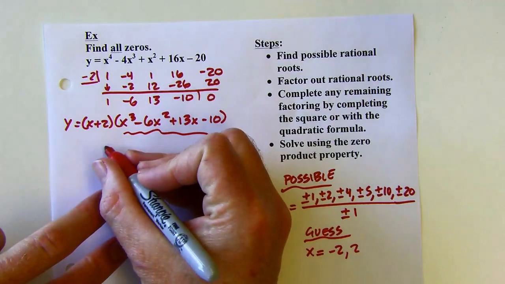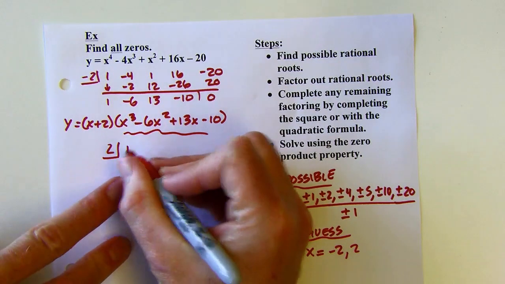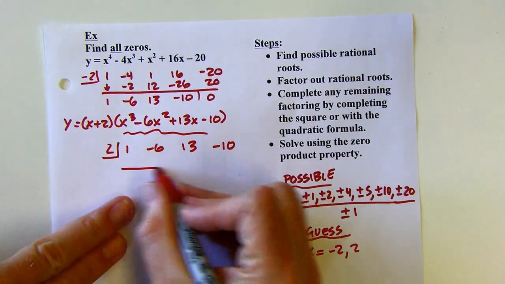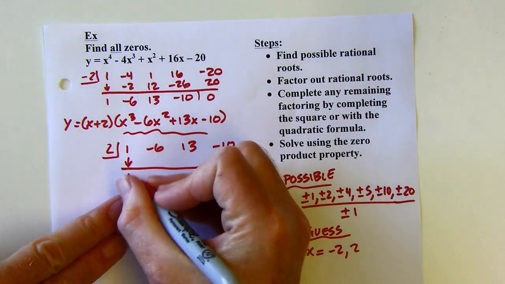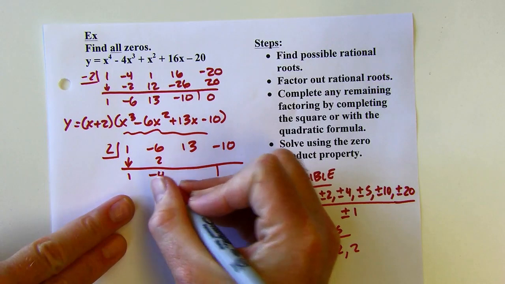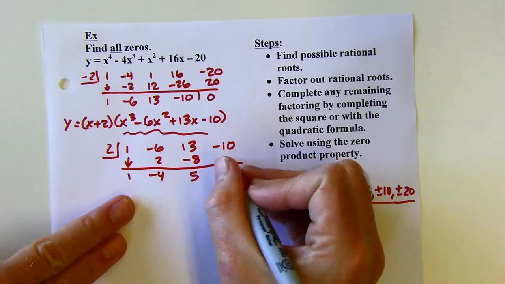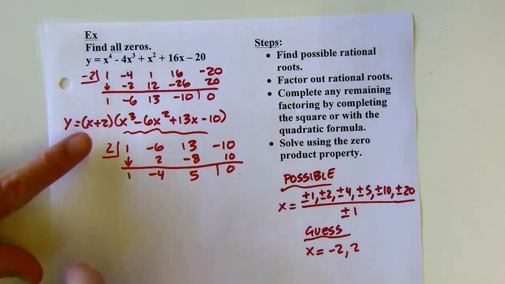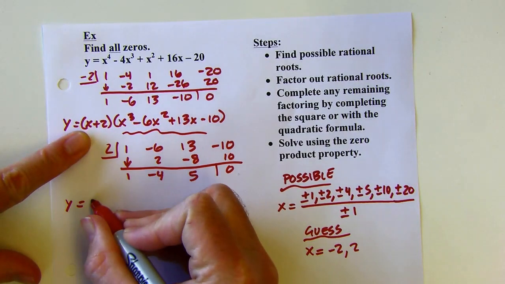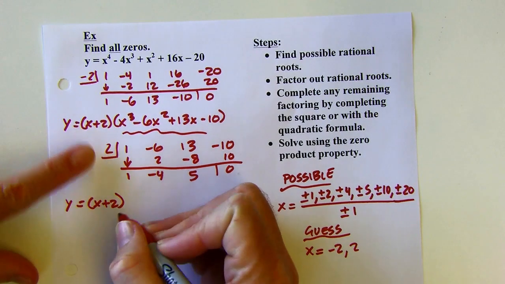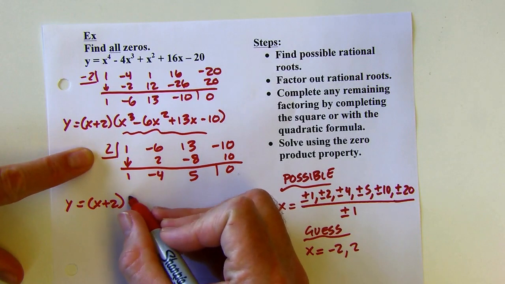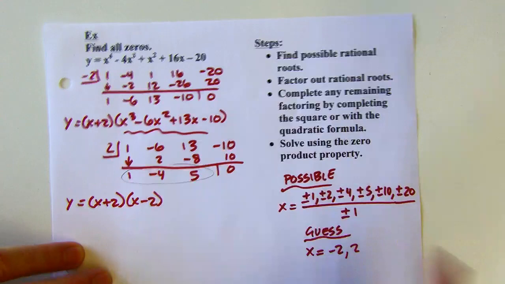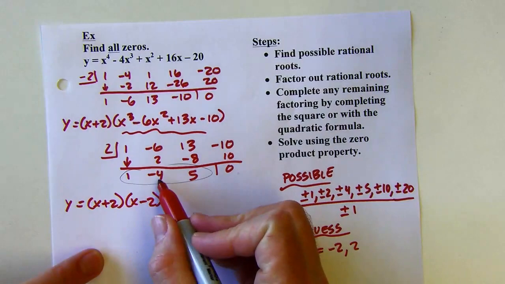So I'm going to try the +2 out in this one to break it down further. Okay, and I'll see if I get a zero remainder here or not. And yes, I did. So I already had factored out the x plus 2 up here. Now I've factored out x minus 2 as a factor, right? And then this is what's left, right? That'd be x squared minus 4x plus 5.